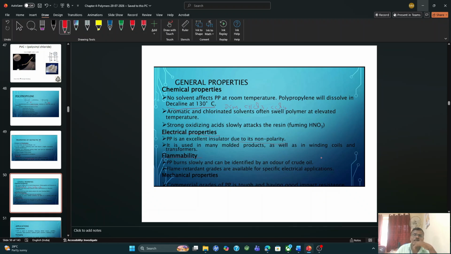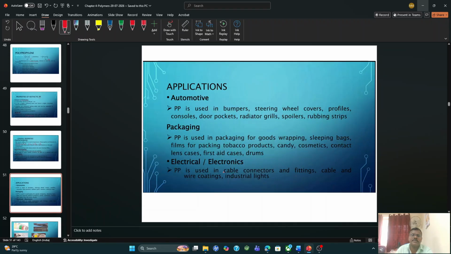Mechanical properties: when compared to polyethylene, polypropylene has higher mechanical properties. Applications: in automobile industry, it's very useful. So in bumpers, steering wheel covers, profiles, consoles, door pockets, radiator grills, spoilers, and rubbing strips.